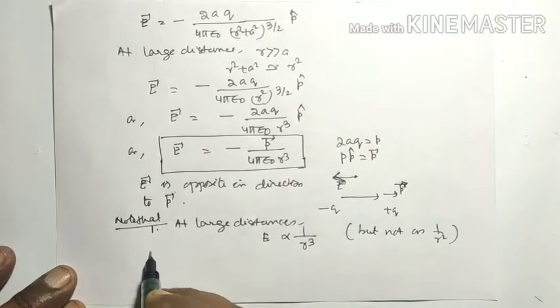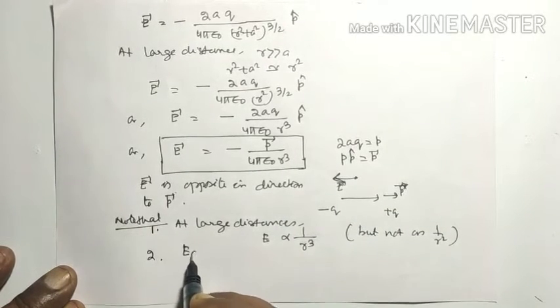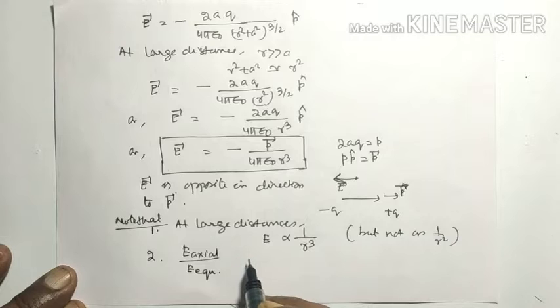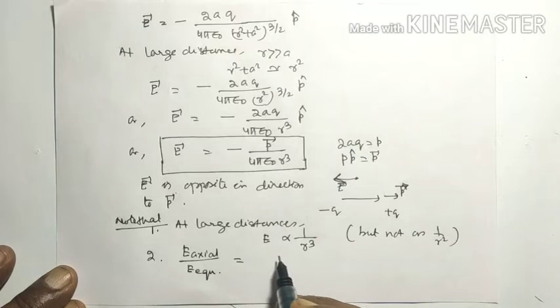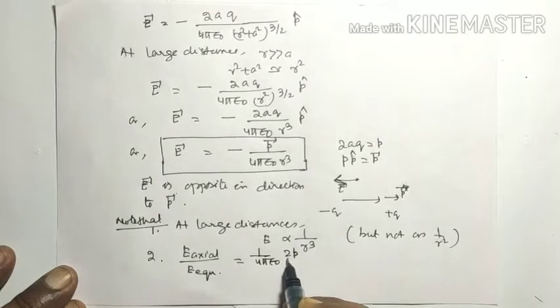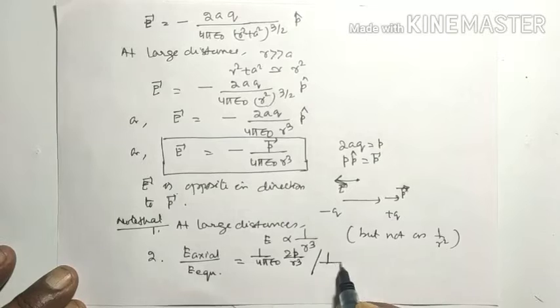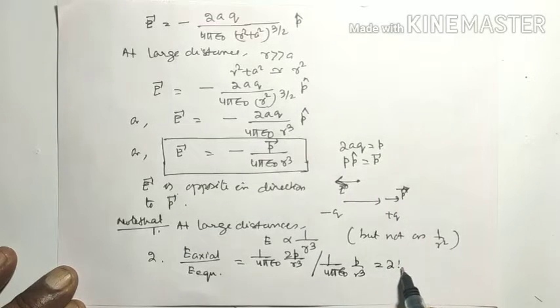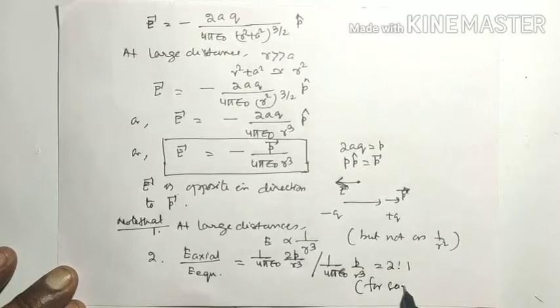This is one point. And second point, if we compare E axial by E equatorial for same r, then we found that it is 2:1, 1 by 4 pi epsilon 0 2p by r cube divided by 1 by 4 pi epsilon 0 p by r cube, that is 2:1. This is for same r.